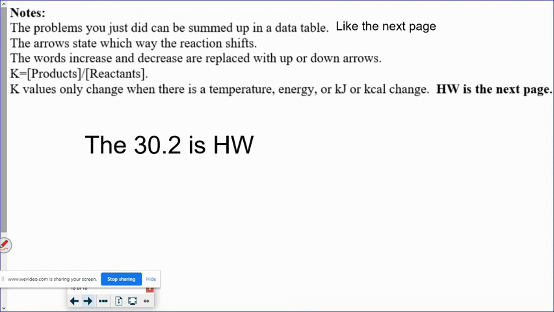So the problems that we just did can be summed up on the data table. So if you look at the next page, we put it all into a data table. Instead of what we did in circling, you're going to use arrows for increase, decrease, shifting to the right, shifting to the left, or NC for no change. Those are things that you're going to be using on the next page. So again, words are going to be replaced with arrows.